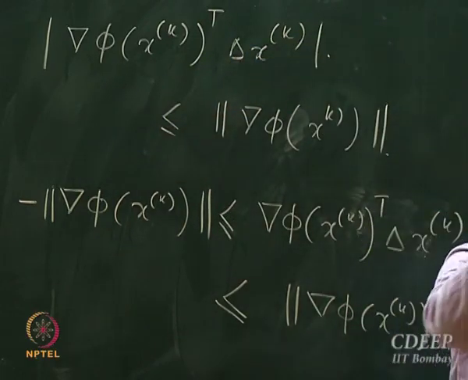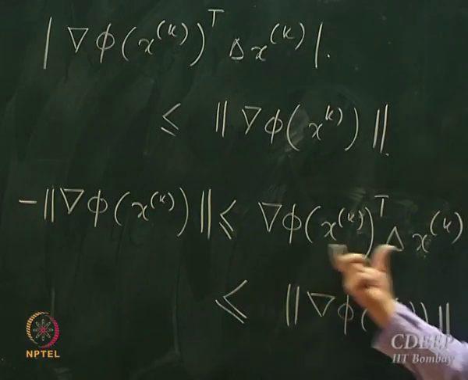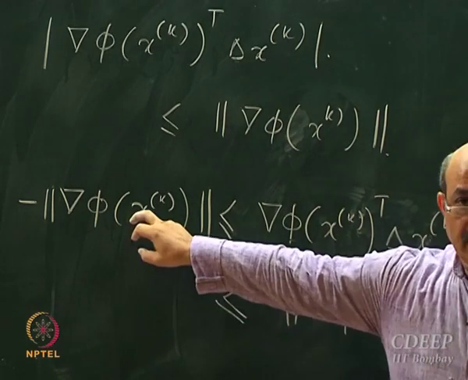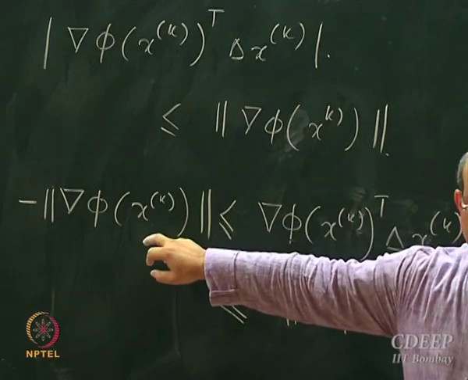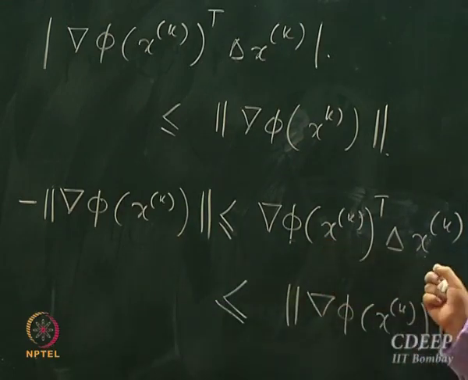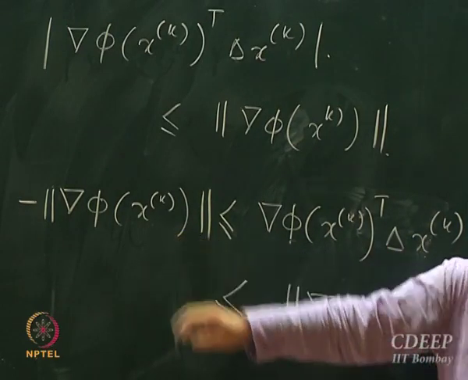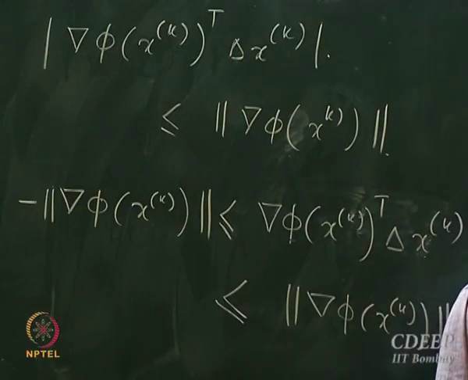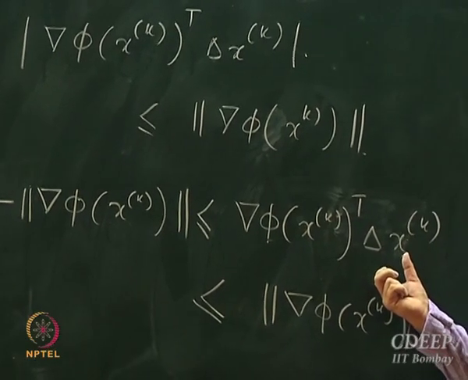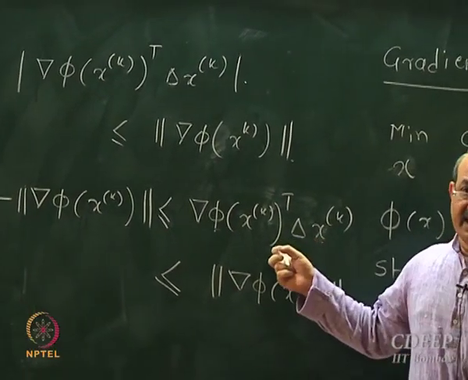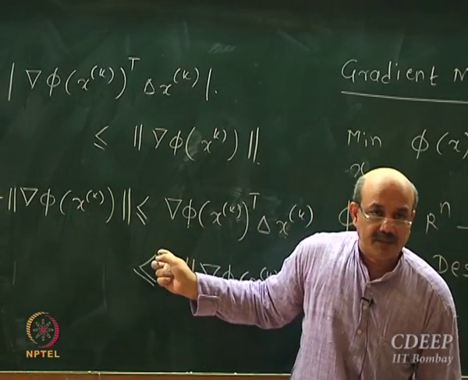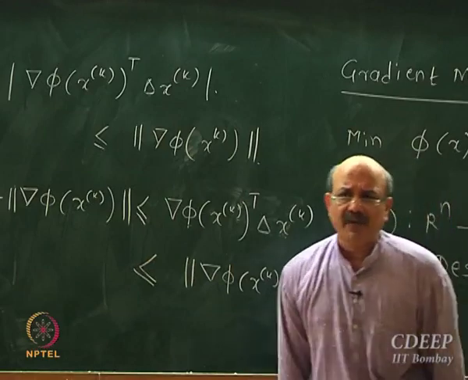So in a unit ball in the neighborhood of xk, I can say that this quantity is bounded between these two numbers. This is a positive number, this is a negative number. This quantity cannot be smaller than this. What is the smallest value this quantity can take? When will it take this value? When delta x is aligned along which direction? Gradient direction. When delta x is aligned along the gradient direction, this inequality will be equality. Smallest change.